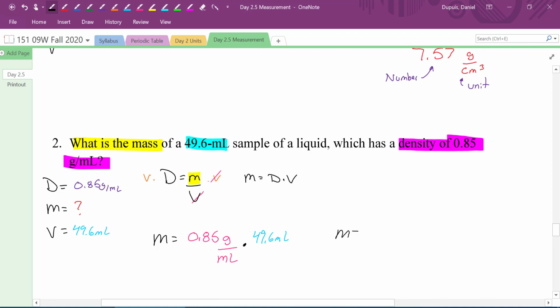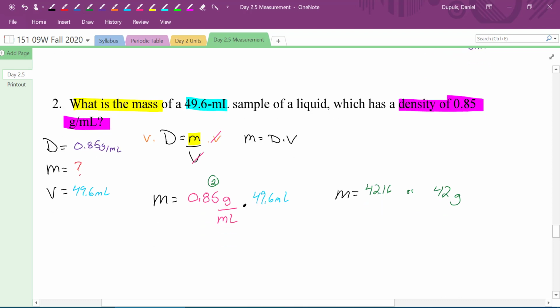So my mass would be, looks like it's 42.16, or I have 2 sig figs, right? I only have 2 sig figs for the 0.85, so it'd be 42 grams. And that's my answer.